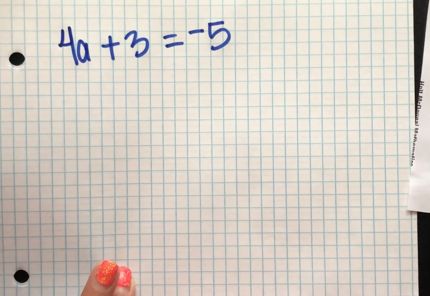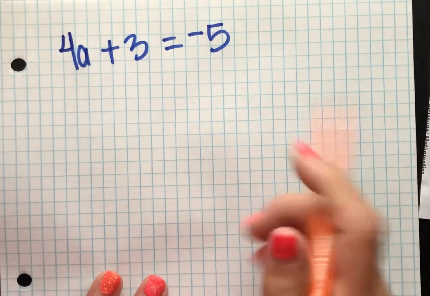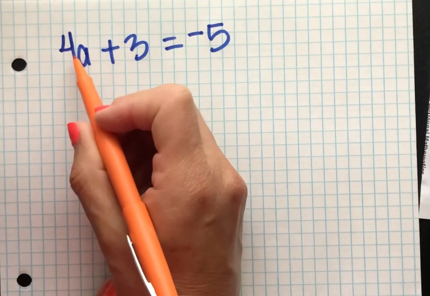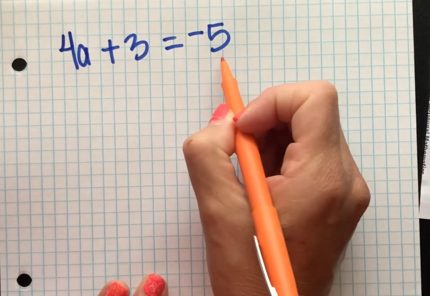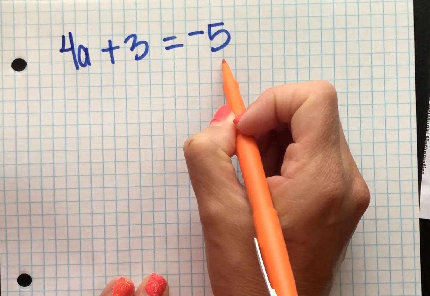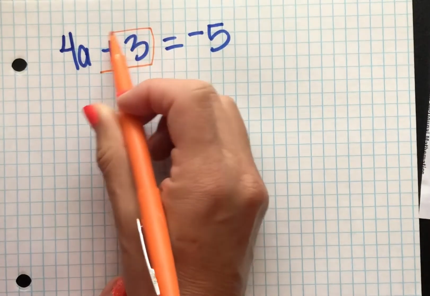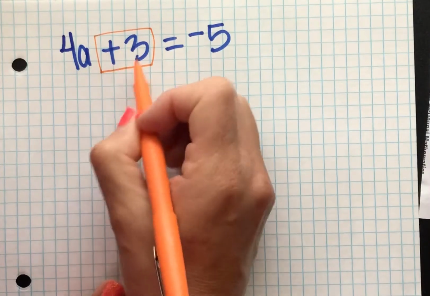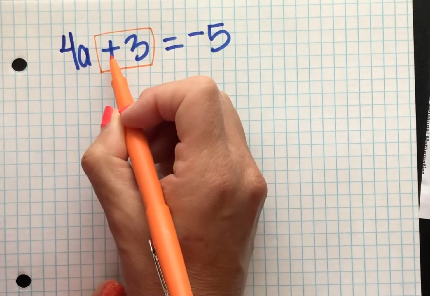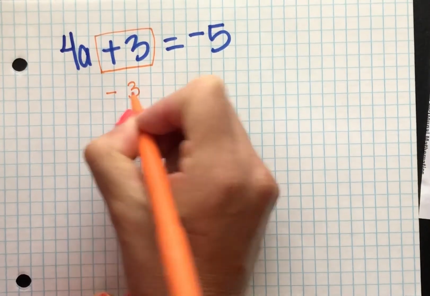Okay, so two-step equations. Our goal is to solve for the variable. First, we need to combine our like terms, okay? So this is my term with my coefficient and my variable. I have a constant, and then I have another constant. So your constants need to be combined. Well, we need to move this to the other side, okay? And how do we move it? Well, we need to undo the operation. Right now, we're adding 3. So the opposite of adding 3 would be subtracting 3.